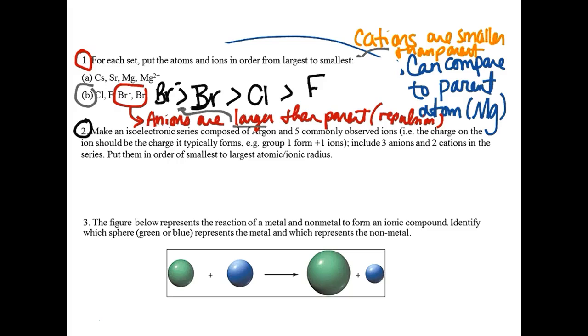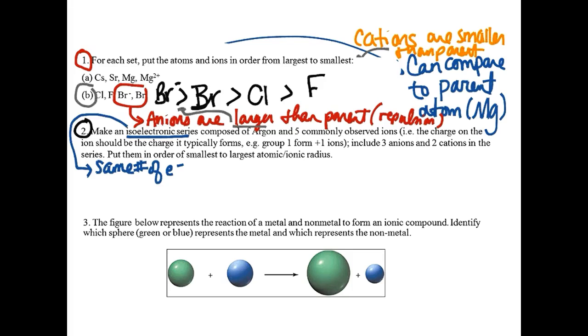Now this question, number 2, asks us to make an isoelectronic series composed of argon and 5 commonly observed ions. Now let's start by talking about an isoelectronic series. The prefix iso means same. Electronic means electrons. And so an isoelectronic series is a series of atoms and or ions that have the same number of electrons.